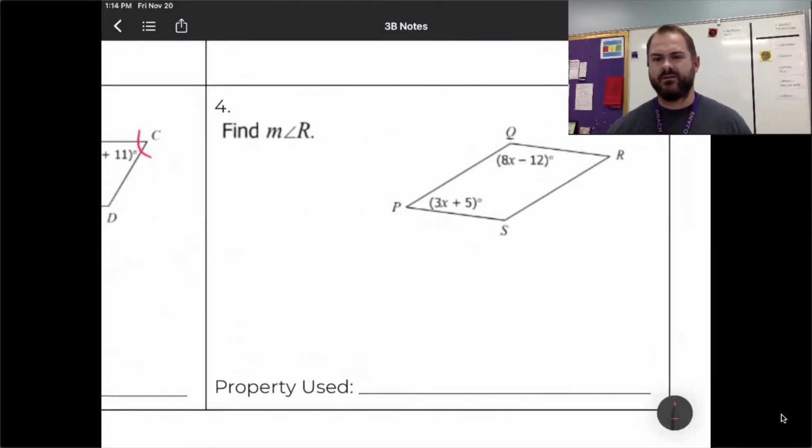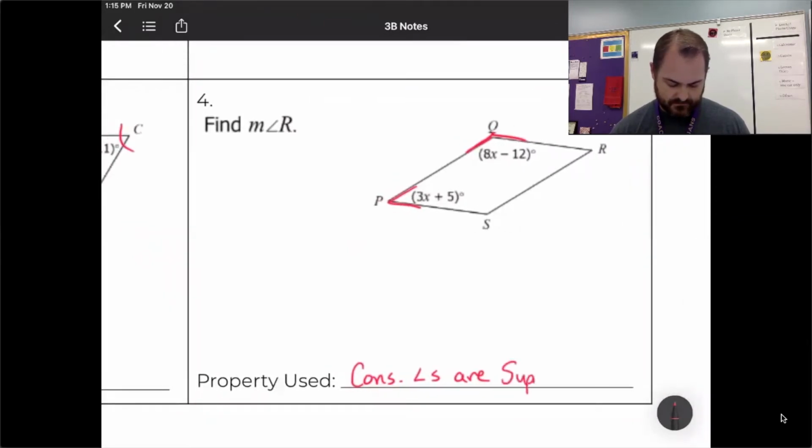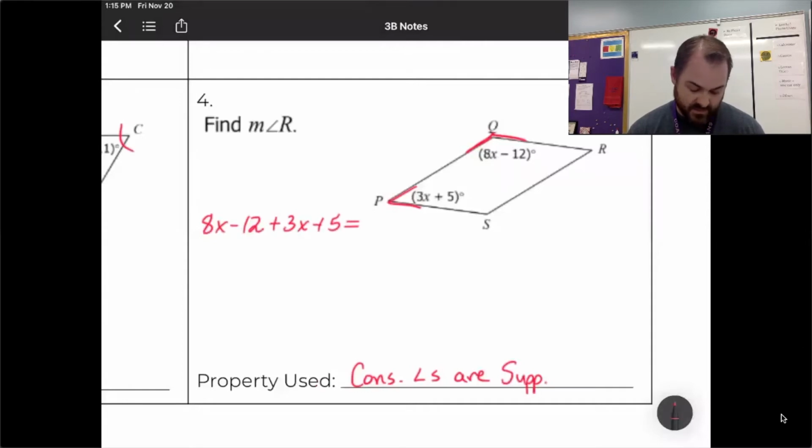We're going to do this in a very similar setup, but this time we're using the properties about angles in a different order. Here we are given consecutive angles first, and you need to understand that consecutive angles are supplementary. Okay, so we can abbreviate. That means they add up to 180 degrees. So to find x, this is the equation we write: 8x minus 12 plus 3x plus 5 equals 180.